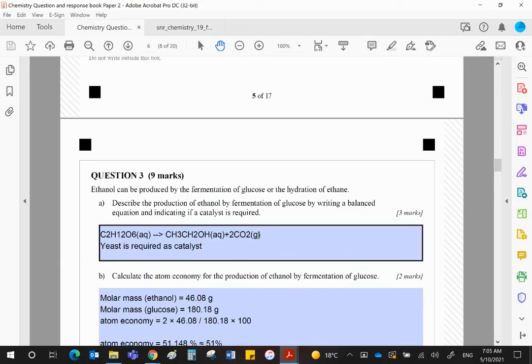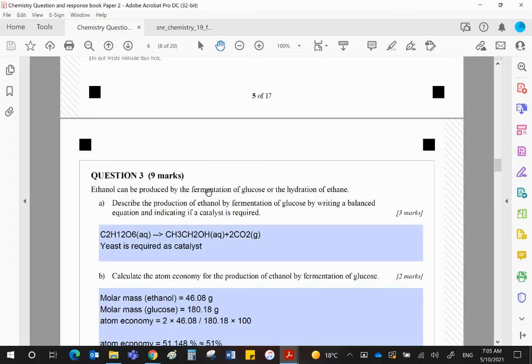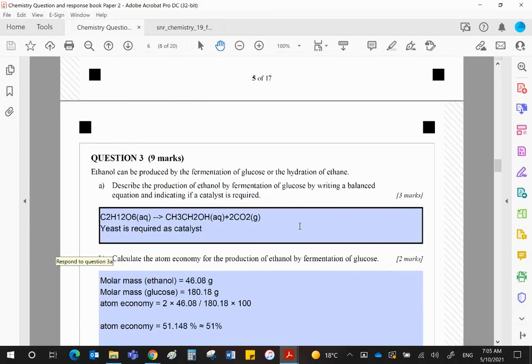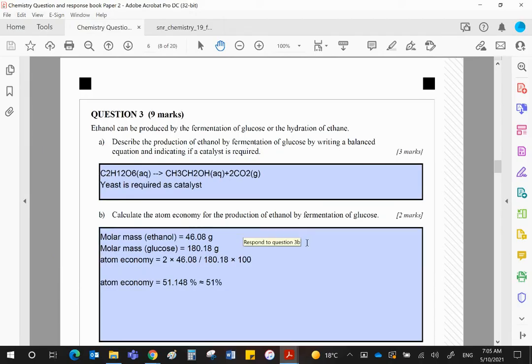Production of ethanol by fermentation of glucose. There's the balanced equation. Make sure you know these formulas, guys. And a catalyst is required. The catalyst is yeast. To be absolutely correct, you'd have to say the enzymes in yeast, but you can see this is QCAA's answer. They're quite happy with just yeast.